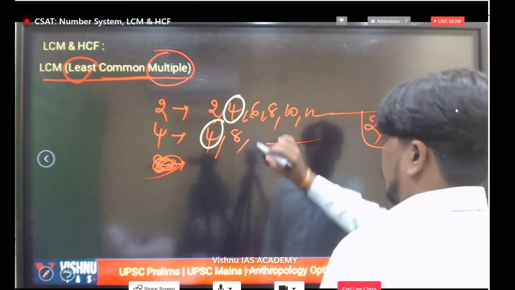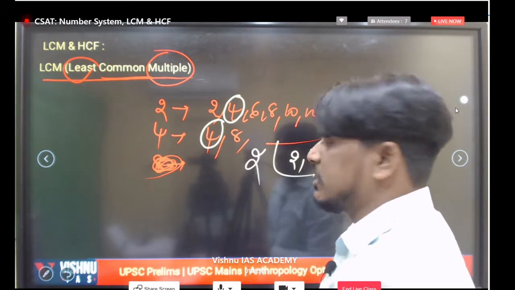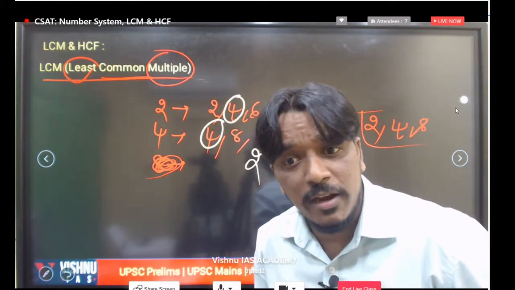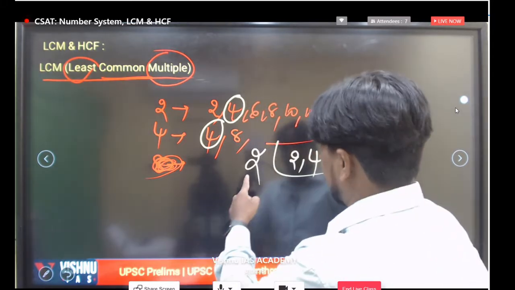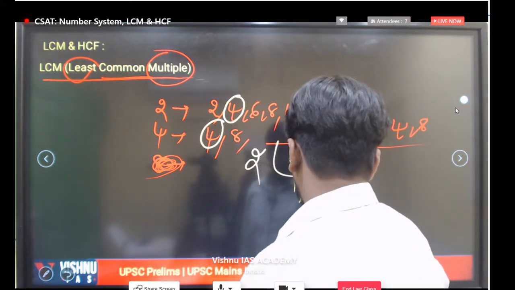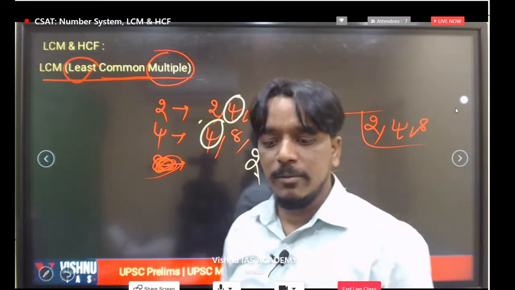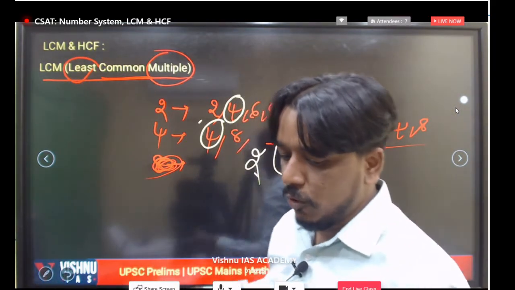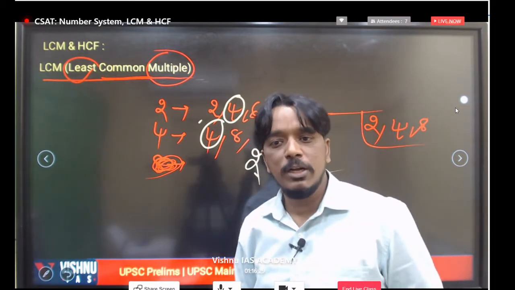Or otherwise, if you apply for only 2 and 4, what is the LCM? The basic division method or the prime factor method is also there. No need to go to complicated methods. Clear? The simple method is: 2 one time, 2 two times. If you just multiply 2 with 2, it is 4. Directly 4 is the common multiple here. Clear? So 4 is a common multiple.